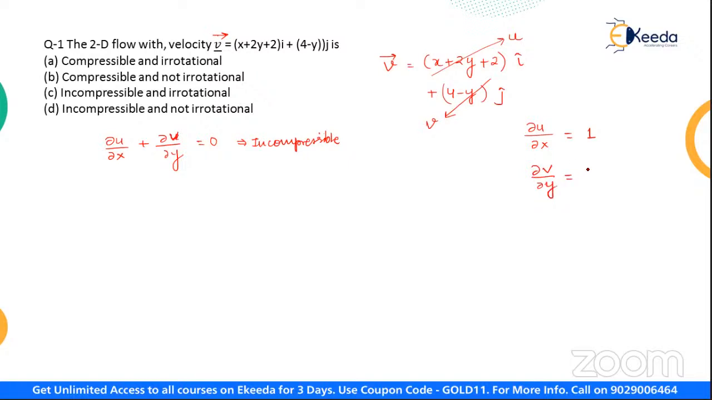Similarly, del v by del y, when we do this, we will get the value as -1. Now from this, 1 plus -1, that is del u by del x plus del v by del y, results in 0. That means the flow is incompressible. It is clear. That means option A and option B can be eliminated directly.